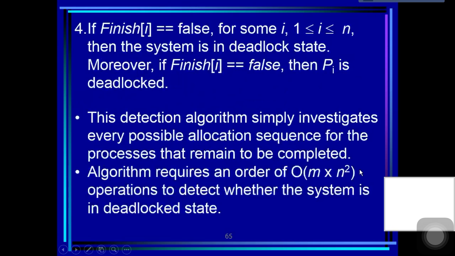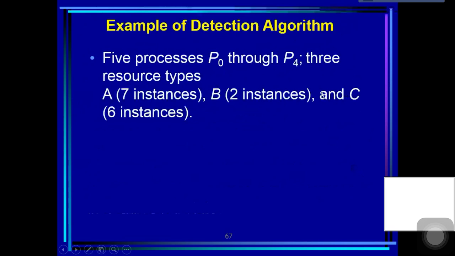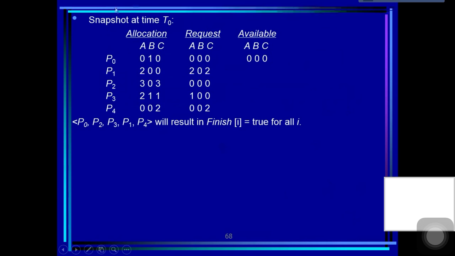Okay, so let's look at this example. We have 5 processes, P0 to P4, and 3 resource types: A with 7 instances, B with 2 instances, and C with 6 instances. At time T0, the system state is like this.